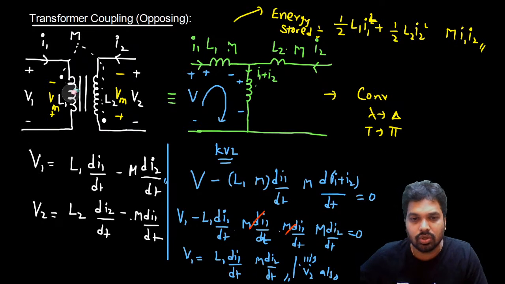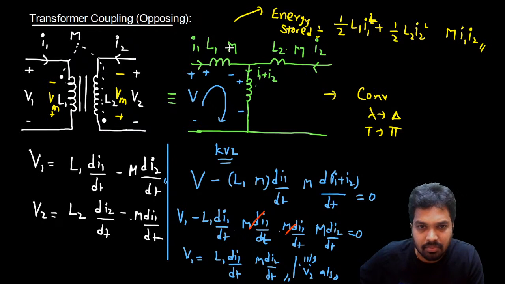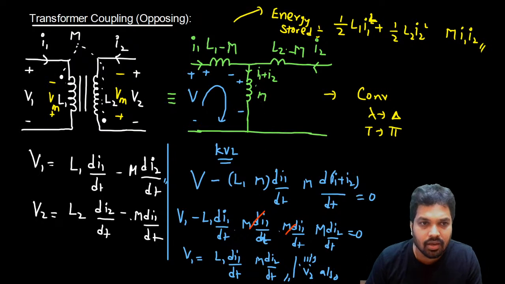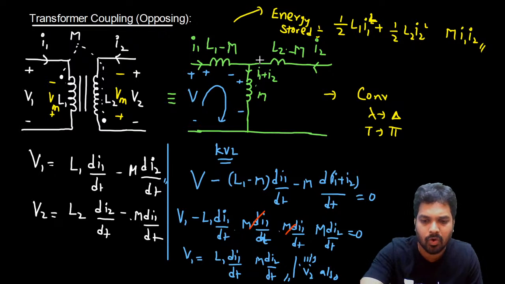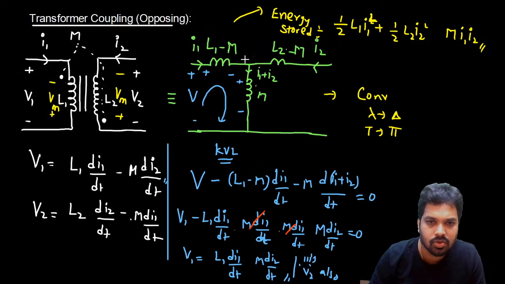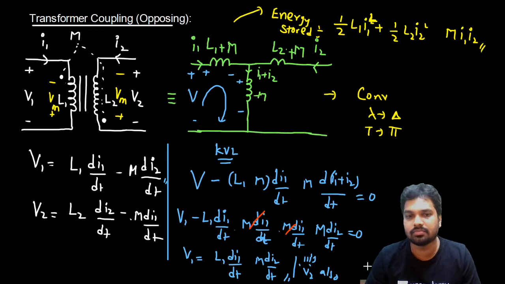So let's do it. So here, in place of L1 plus M earlier, now it is L1 minus M, L2 minus M and M will come. So here L1 minus M, positive to negative, minus M dI1 by dt. Okay, one minute. Sorry. Just a minute. Earlier it is L1 minus M, no? So it is here L1 plus M, L2 plus M and minus M.